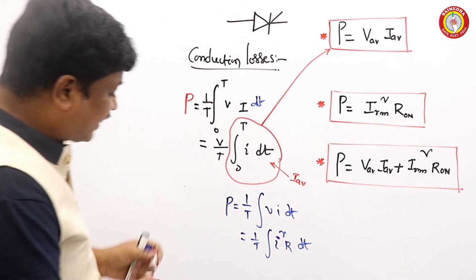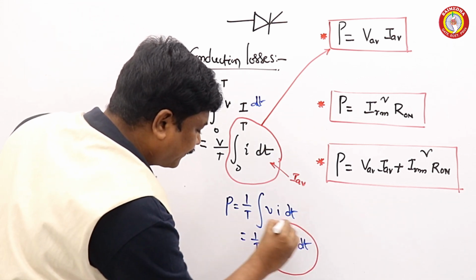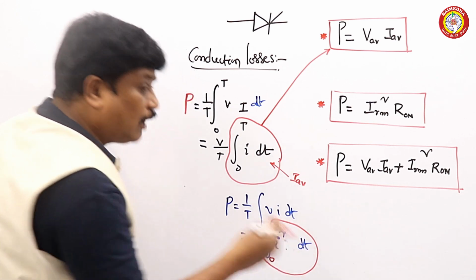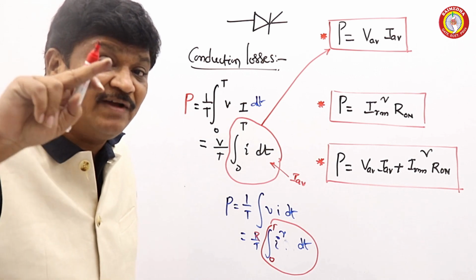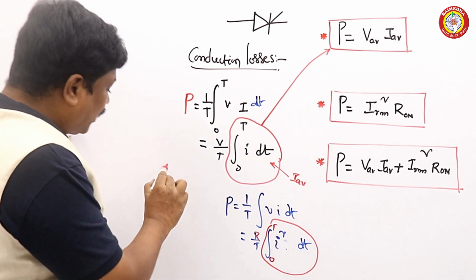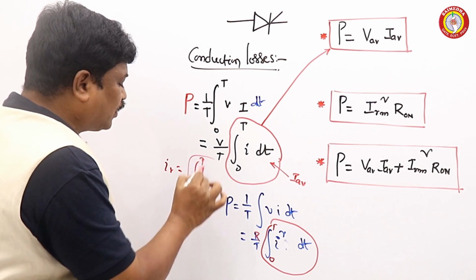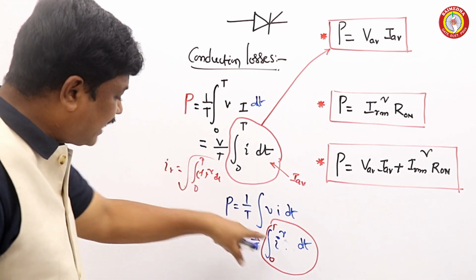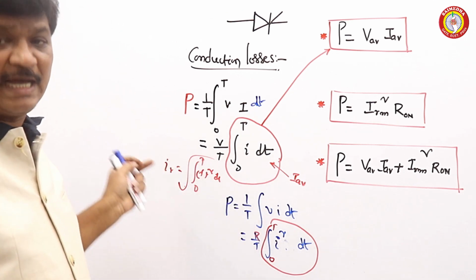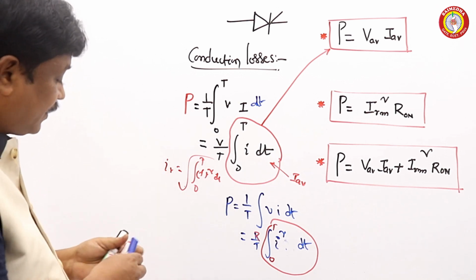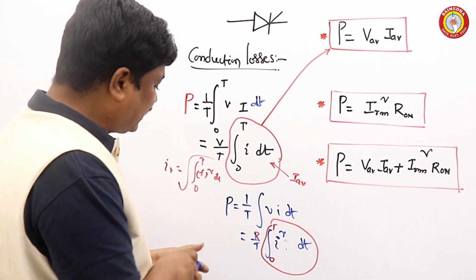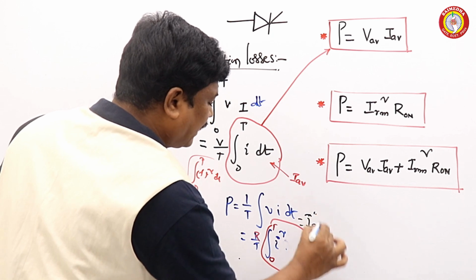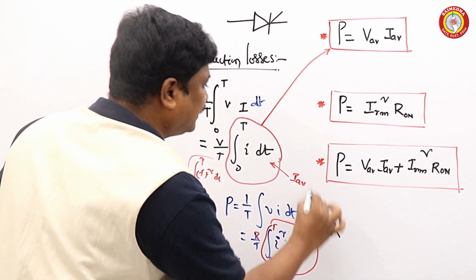Sir, how does this equation look? If you take R outside, integral 0 to T of I square dt, how does this look? It is the RMS value of current equation squared. If you want to calculate I RMS, it is equal to the square root of the integral 0 to T of the function square dt. Here we don't have the root, so it becomes I RMS square. This is the formula we can use for the second case: I RMS square into R.